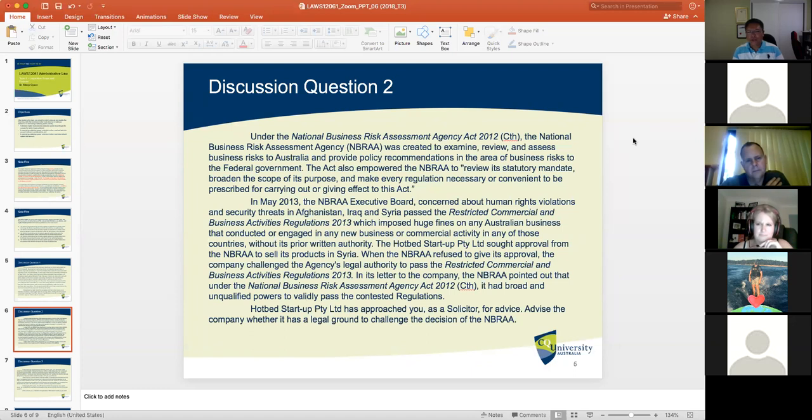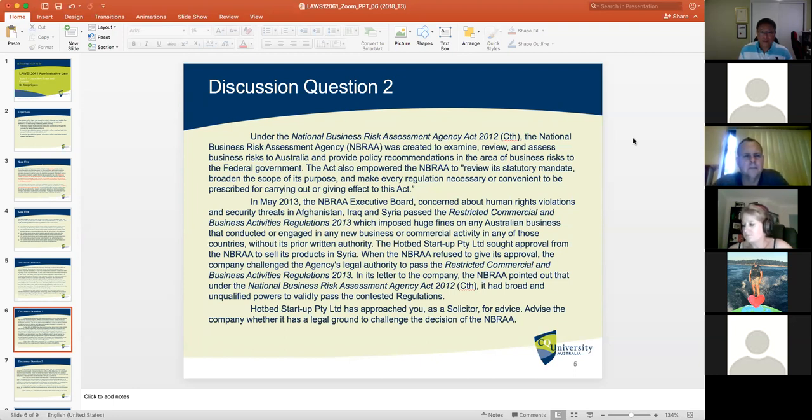Well, what is really crucial here when you examine a discussion problem like this is to focus on the legal issue. At this point, there's really no need to talk about human rights or even political rights, or whether or not companies have certain human rights. The relevant question for us for discussion, question 2, is whether or not the decision made by the NBRAA is actually according to the law. That is the relevant question.